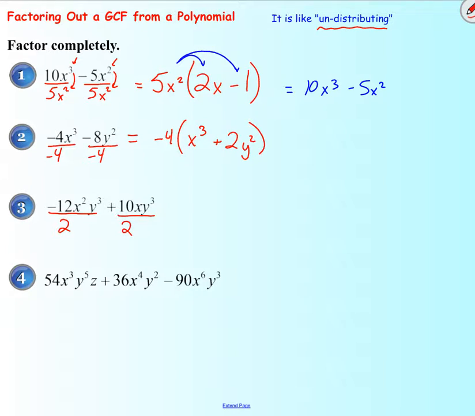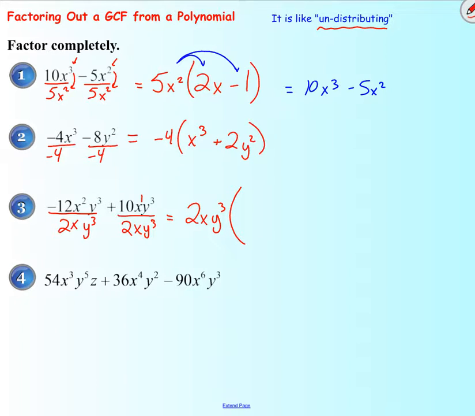Do you have x's on both terms? You do. You've got 2 on the first, 1 on the second, so you can only take 1. You can always take your lowest amount. You've got y's on both terms, and you've got 3 on both, so you can actually take out 3 for both of them. So your GCF is 2x y cubed.